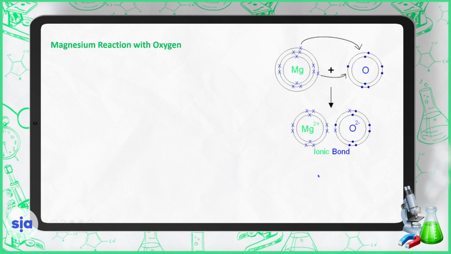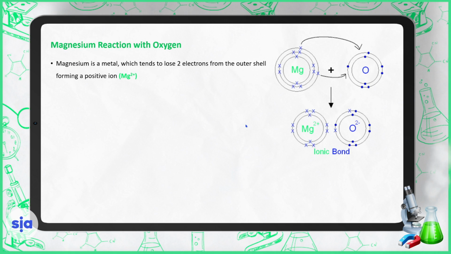If we represent this with a diagram, here is the magnesium atom and the oxygen atom. Magnesium is a metal and oxygen is a non-metal. So magnesium will lose electrons for oxygen to gain them, forming an ionic bond between the two elements.